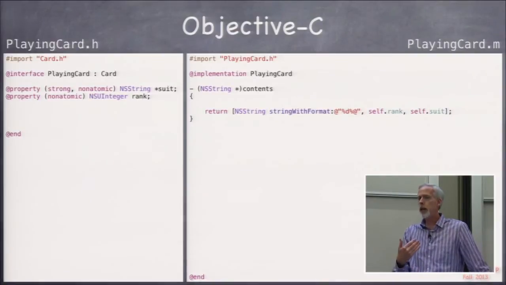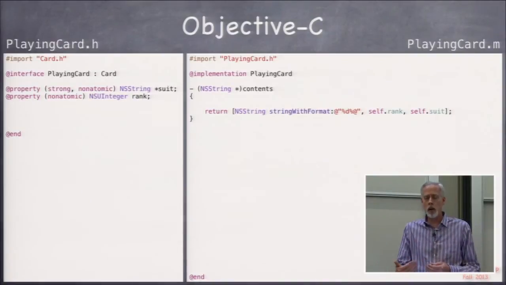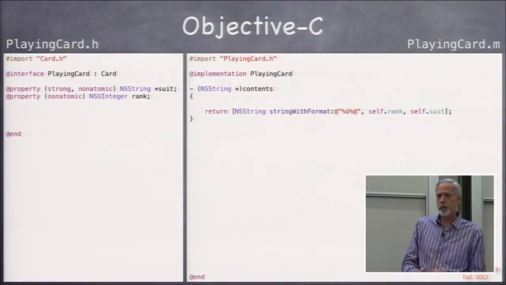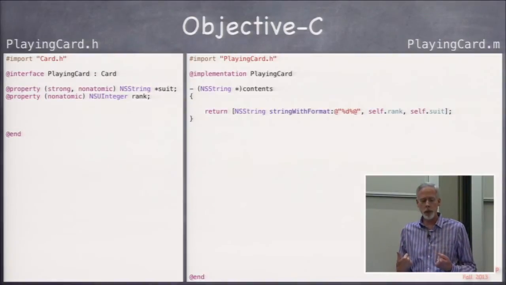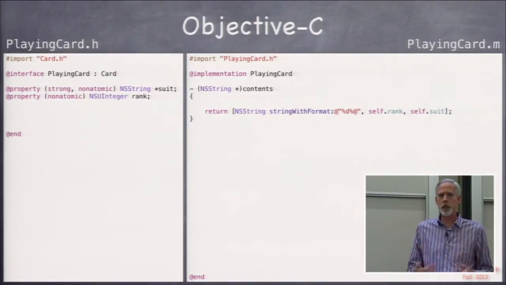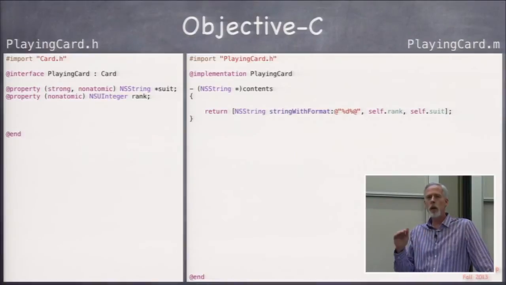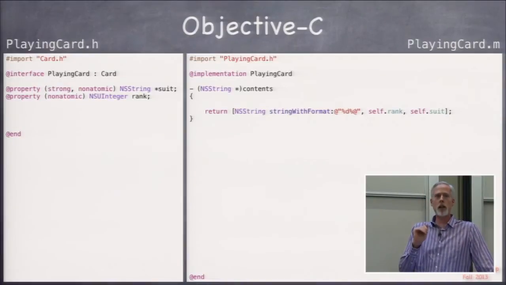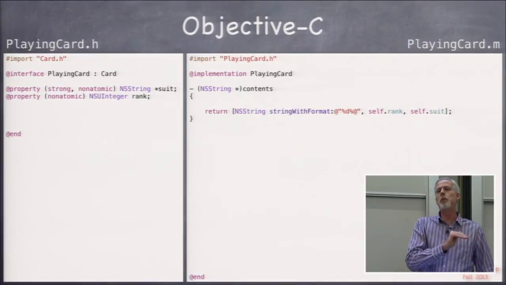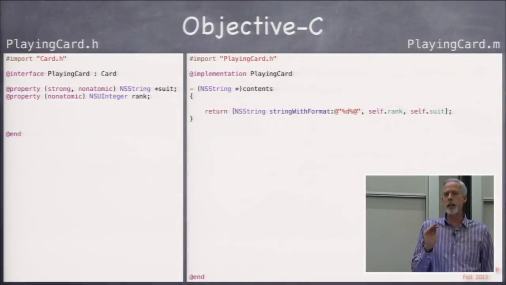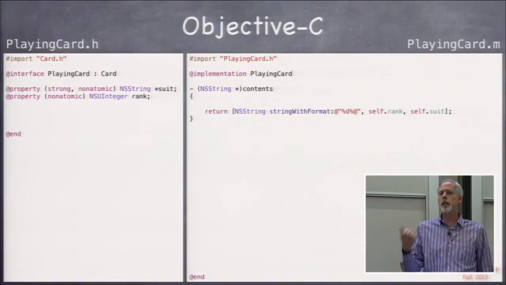So notice that in playing card, we're overriding card's method contents. We inherit contents from our superclass, and by default, contents just returns the value of whatever the contents property is. But here in the playing card, we're going to override contents to actually calculate our contents based on these other two properties. So we're overriding the getter of contents so that it always returns a string, the contents of this playing card, that is calculated from the suit and rank. See what we're doing here?